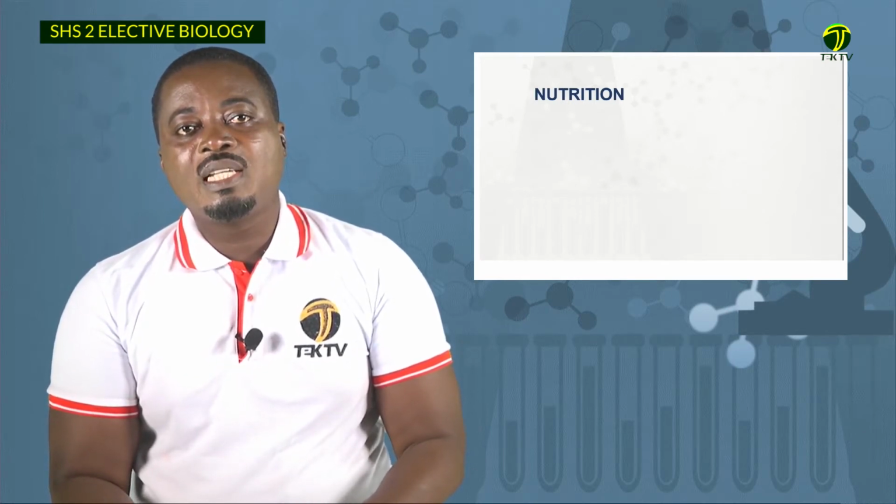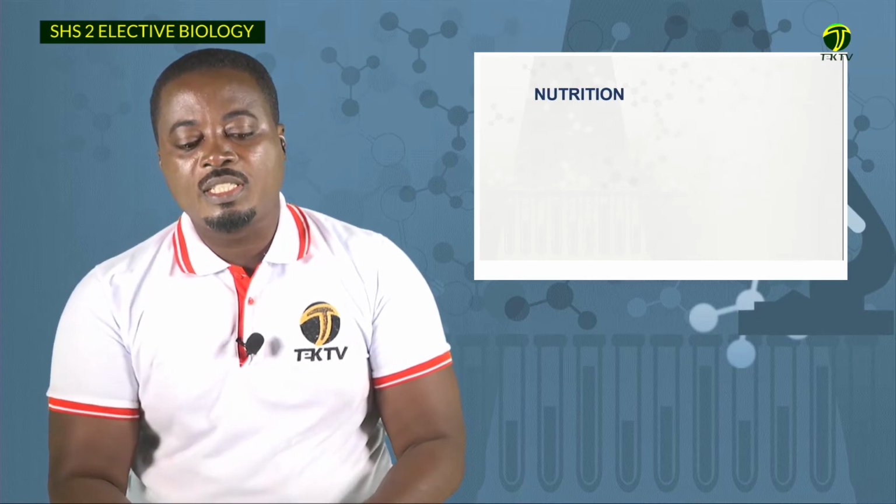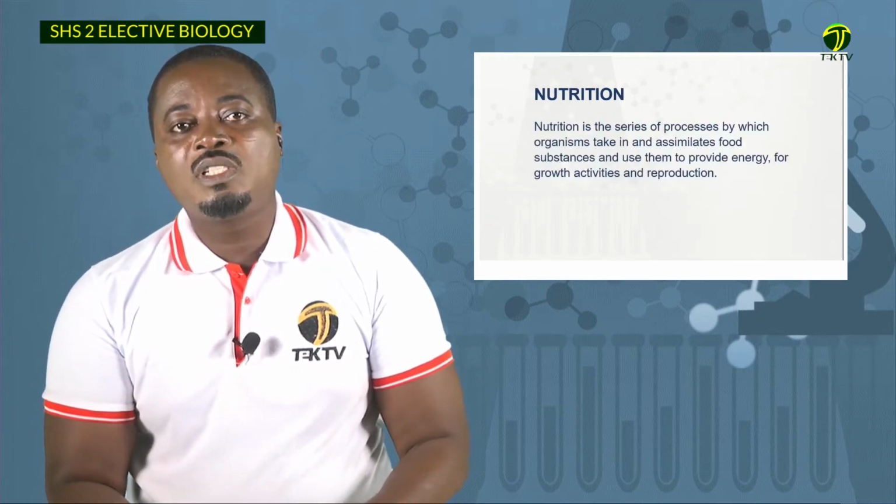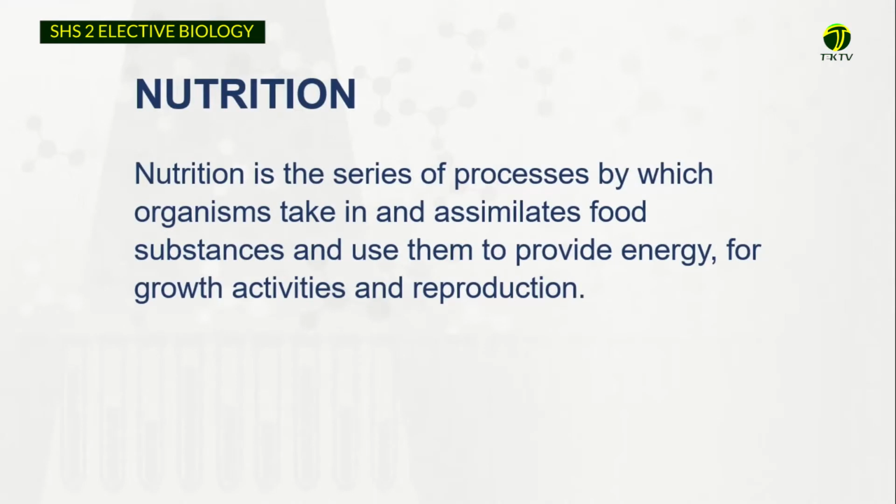So, what is the definition for nutrition? We say that nutrition is a series of processes by which organisms take in and assimilate food substances and use them to provide energy for growth and activities, and reproduction. I repeat again, nutrition is a series of processes by which organisms take in and assimilate food substances and use them to provide energy for growth, activities, and reproduction.